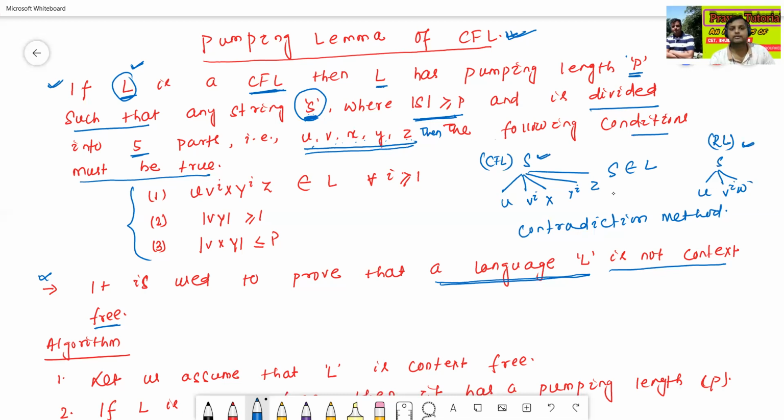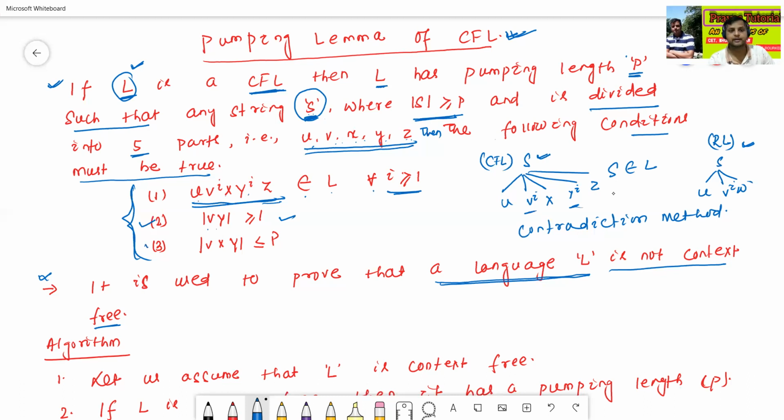Now we'll see the conditions. What are the conditions for the pumping lemma of context-free language? First, u v^i x y^i z belongs to L for all i greater than or equal to 1. What is the second condition? Length of vy must be greater than or equal to 1.